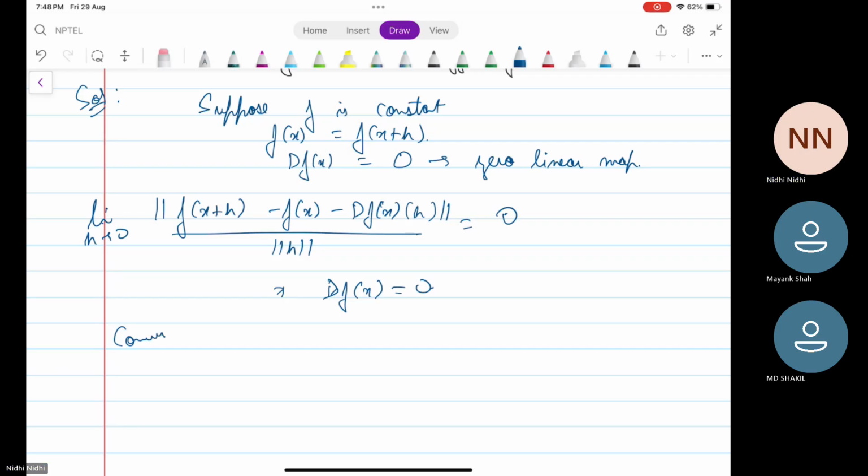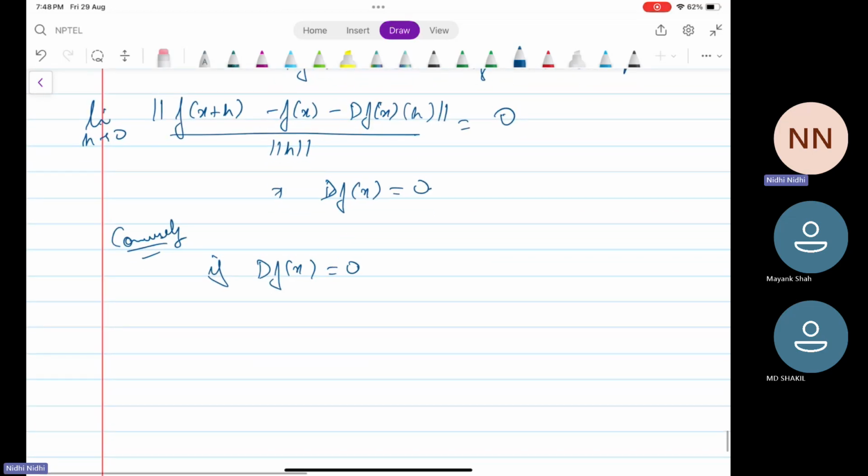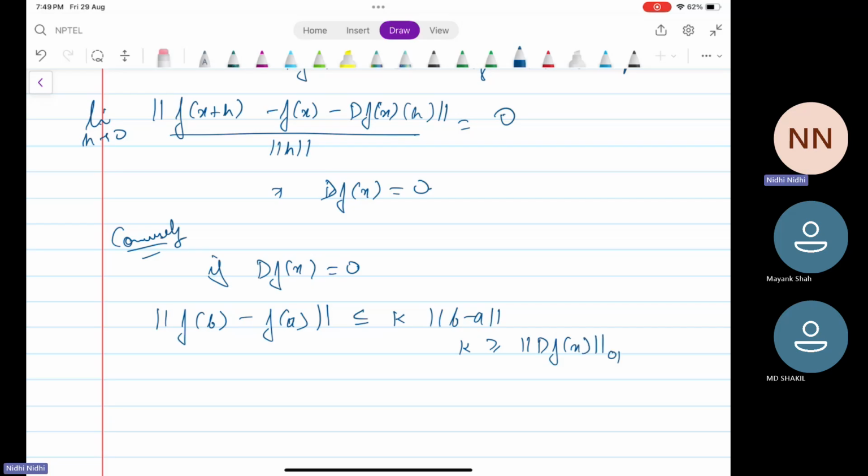Conversely, you can see that if dfx is 0, then by the mean value theorem for any b and a, the norm of fb minus fa is less than or equal to k times norm b minus a, where the only condition on this k is that it is greater than or equal to the operator norm of dfx. Now since df is 0, I can take this k as small as I want. So eventually I'll end up getting fb equals fa. Only if the domain is connected can I take b and a near to each other.